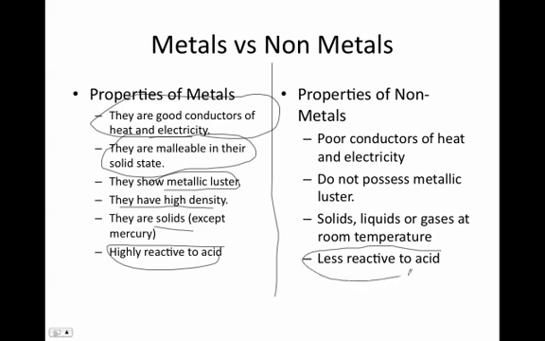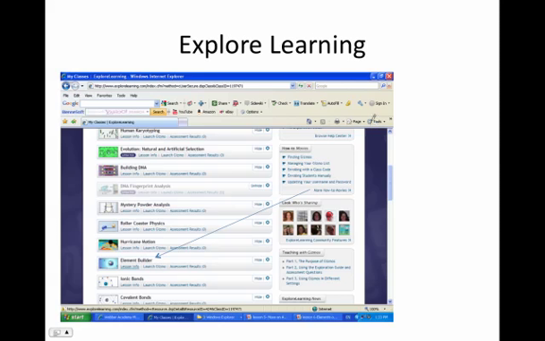Whereas non-metals, they're less reactive. They could be solid, liquid, or gas. They do not possess a shiny metallic luster, and most non-metals are poor conductors of heat and electricity.